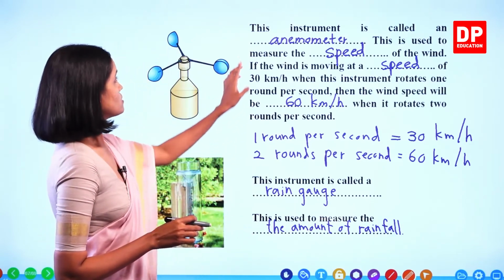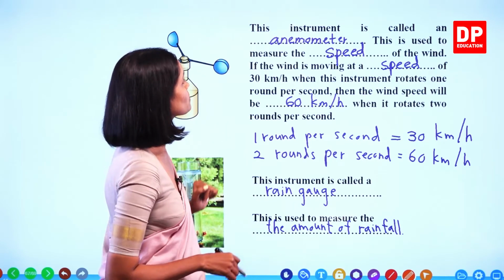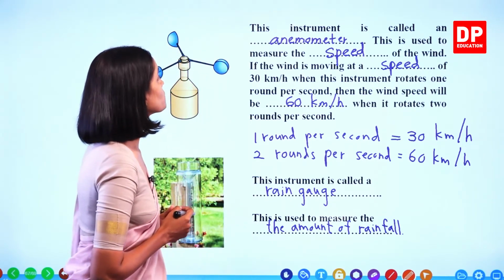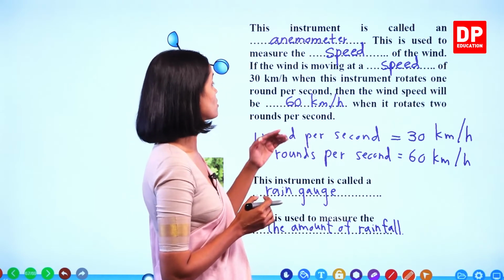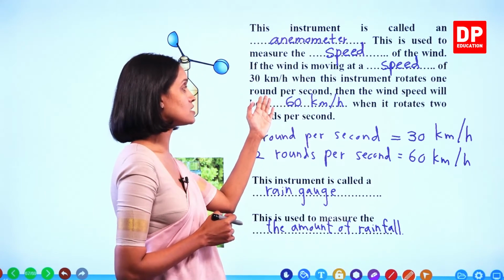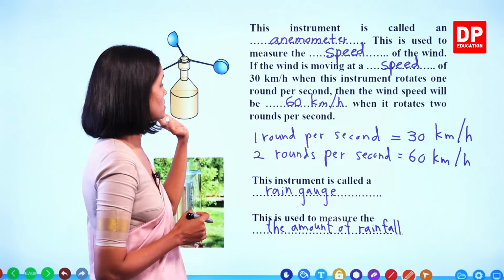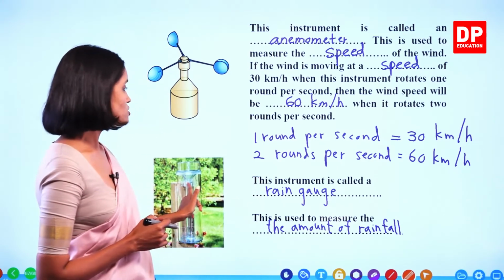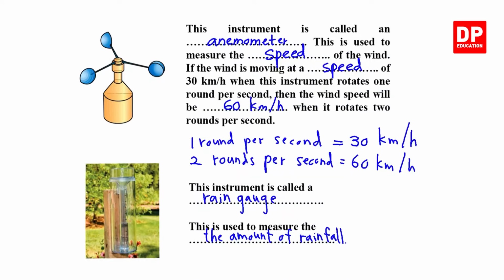Okay. So here this instrument is called an anemometer. This is used to measure the speed of the wind. If the wind is moving at a speed of 30 kilometers per hour when this instrument rotates 1 round per second, then the wind speed will be 60 kilometers per hour when it rotates 2 rounds per second, right? This instrument is called a rain gauge. This is used to measure the amount of rainfall, right? We'll move on to the next.